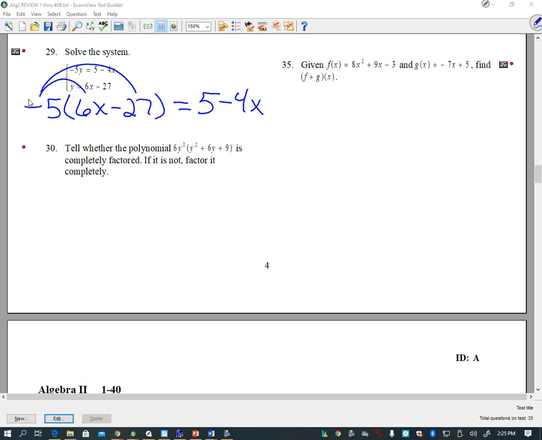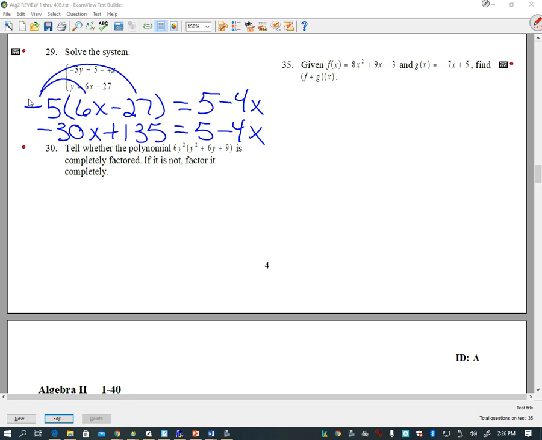All right, what's negative 5 times 6x? Negative 30x. Okay. Negative 5 times negative 27. Is that going to be positive or negative? Positive. Good. Okay. I don't know what it is off the top of my head. What is it? 135. Okay. Equals 5 minus 4x.